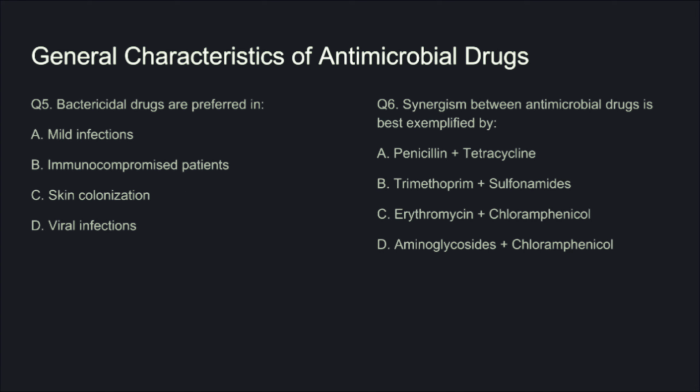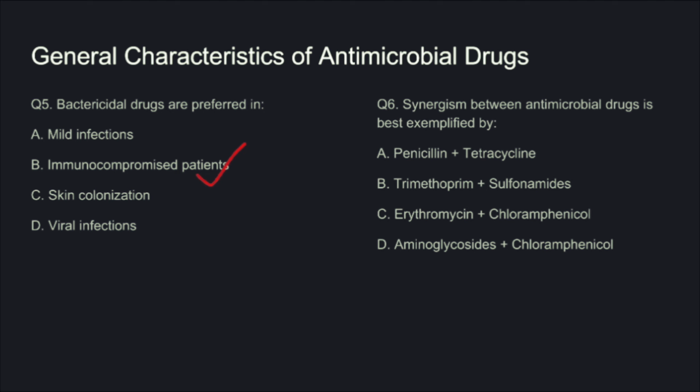Question 5. Bactericidal drugs are preferred in options A, mild infection, B, immunocompromised patient, C, skin colonization, D, viral infection. Correct answer for this is immunocompromised patient. So bactericidal drugs directly kill the bacteria, which is critical in patient with weak immunity. So all the bacteria would be killed, even the good ones. Okay, so that's why.